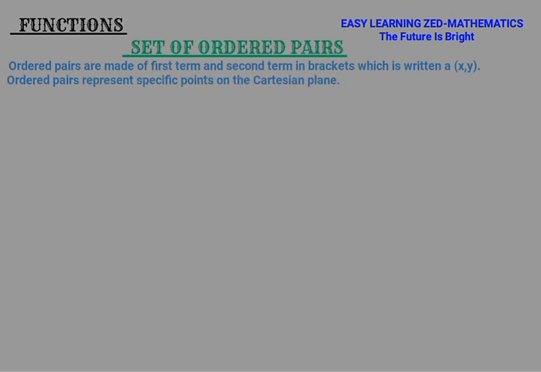Okay, so the other point you should consider is the ordered pairs represent specific points on the Cartesian plane. So those ordered pairs we'll be finding can be used to identify points on a Cartesian plane. Okay, so those are the two things you need to know about ordered pairs. Now let's go into finding or making ordered pairs.